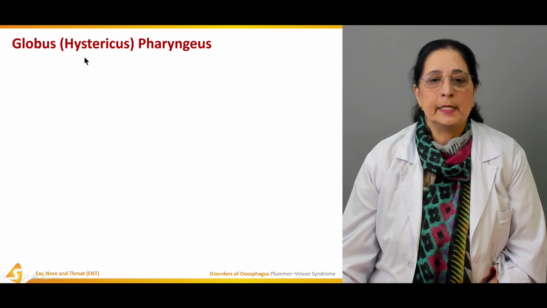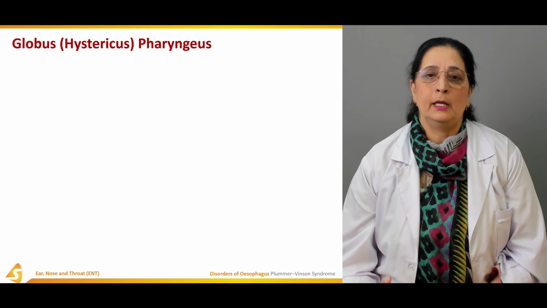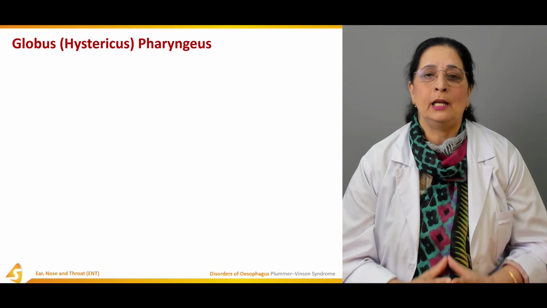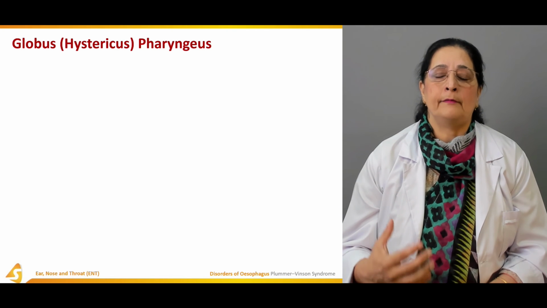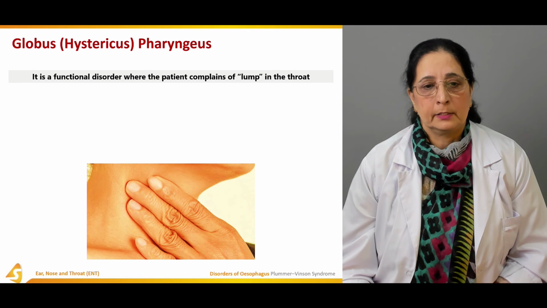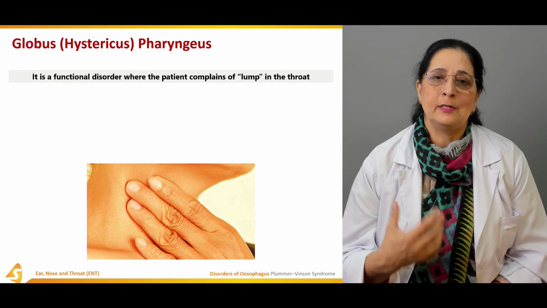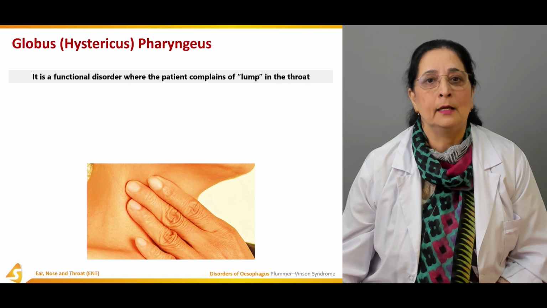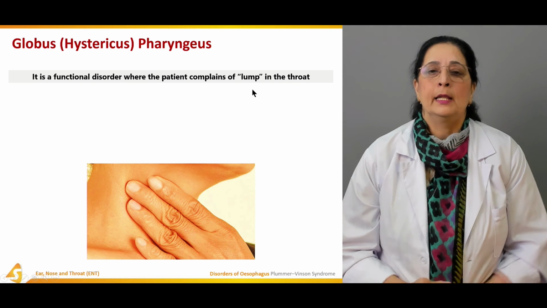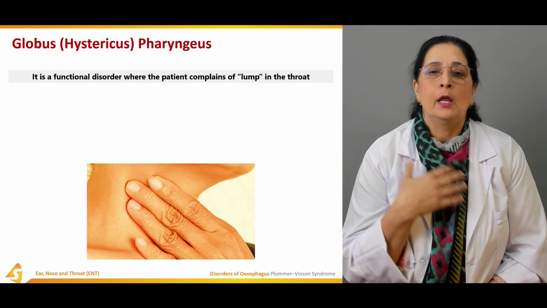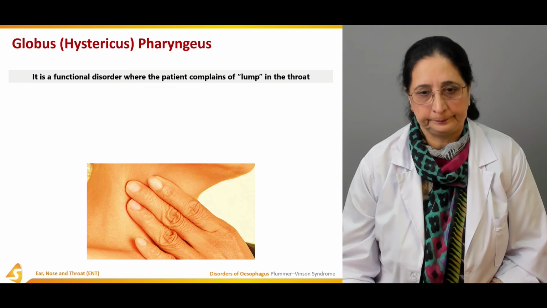Next is globus hystericus pharyngeus. As the name shows, hystericus, a lot of people who have anxiety or hysterical disorders have this condition. So it is a functional disorder. Functional disorders are disorders in which there is no pathology present, but the patient complains of a lump in the throat. They feel they have a lump in the throat. On examination, there is nothing present, so it's a functional disorder.